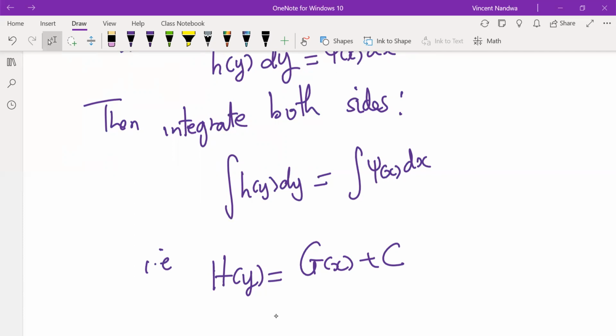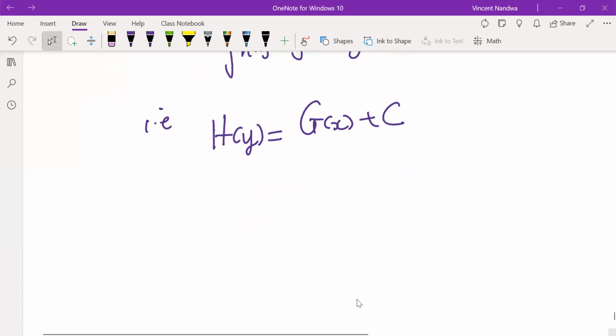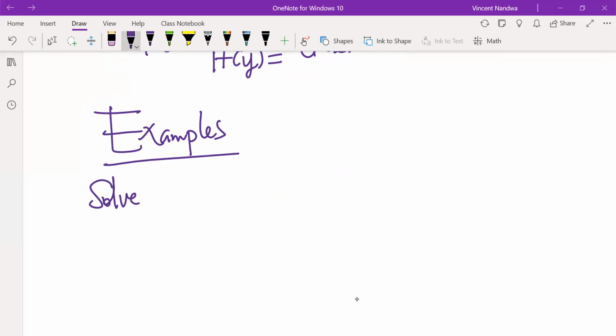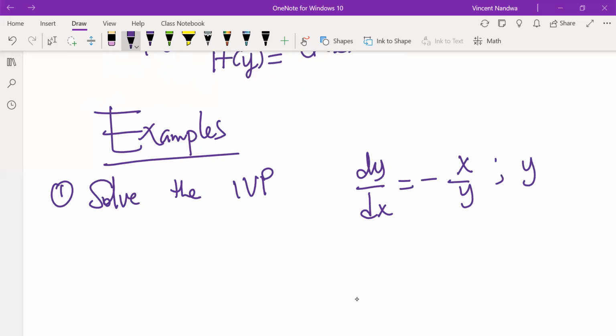Now let's demonstrate how we solve such kinds of equations. Examples. Solve the following differential equations. Solve the initial value problem dy/dx equals negative x over y, subject to y at 4 is minus 3.